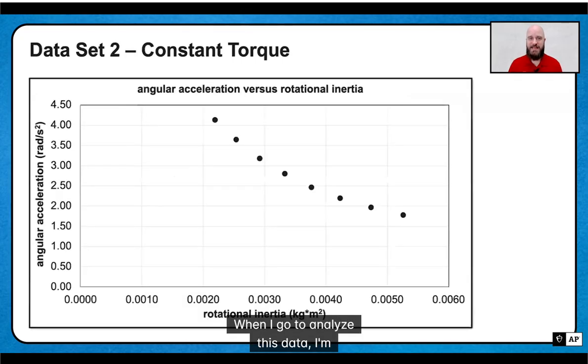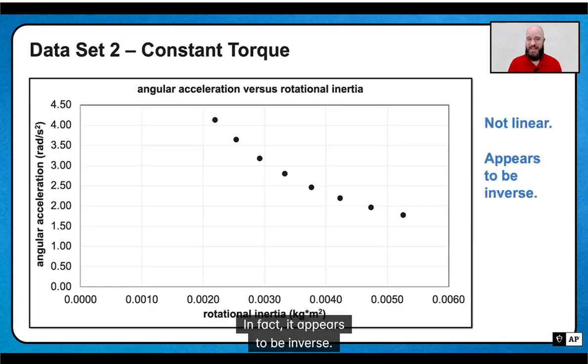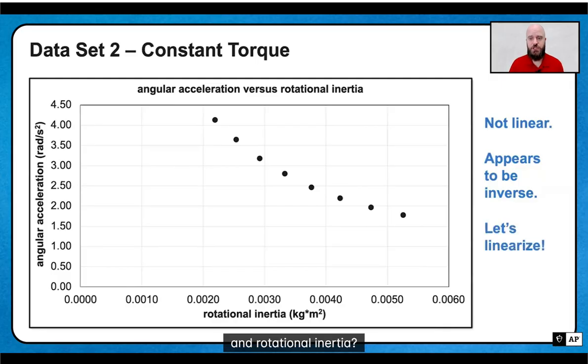When I go to analyze this data, I'm going to do angular acceleration as a function of rotational inertia. This graph is not linear. In fact, it appears to be inverse. This looks very much to me like an inverse curve. So how do we go about analyzing this data to find the relationship between angular acceleration and rotational inertia?